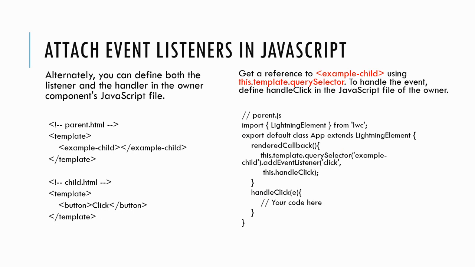Now, if you want to see how we can do it in our JavaScript manner, or you can say programmatic manner, basically we have to define both the listener and the handler in the owner component's JavaScript file. Here also we have two components, parent HTML and child HTML, similar to the previous example, in which we have a button in the child component.